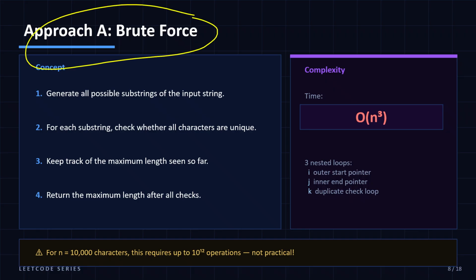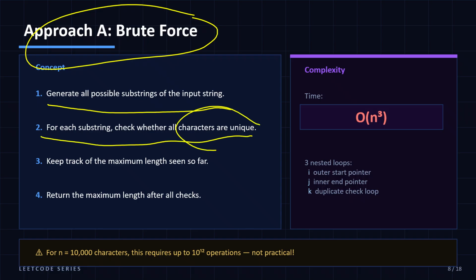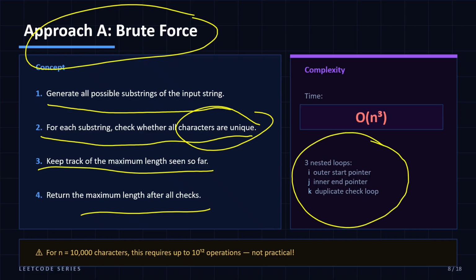Brute force हमारा क्या है? We are going to generate all the possible substrings. For each substring, we are going to check if all characters are unique. We'll keep track of the maximum length seen so far, and we will return the maximum length after all checks. The problem here though is that we are going to use 3 loops here, क्योंकि हम एक बार ही traverse करेंगे. ठीक है, तो स्ट्रिंग हमारी n है, सब स्ट्रिंग्स हमारी रफली n स्क्वायर होंगी, एक हम डुप्लीकेट के लिए चलाएंगे लूप, तो हमारा जो ऑर्डर हो जाएगा, that would be order of n cube, time complexity would be order of n cube, which is not at all efficient.